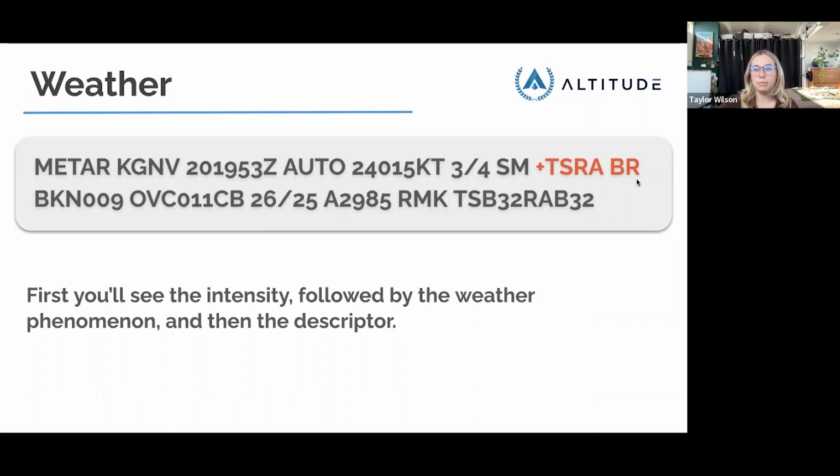Then followed by BR, and BR stands for mist. A silly way to remember that is baby rain, but the actual definition for the BR means mist.